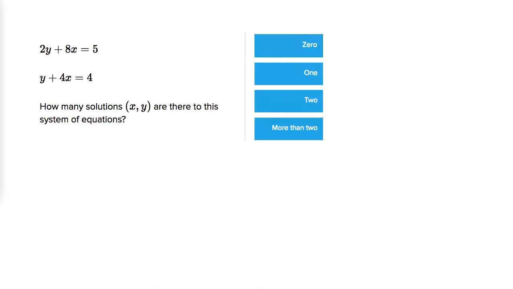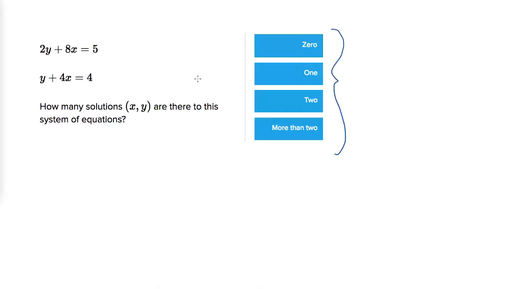This is Ben from Testive, and we're solving an SAT algebra problem. Now, this problem provides two equations and asks us how many solutions, x, y, are there to this system of equations. And our options don't ask for the actual solutions themselves, they simply give us numbers of solutions.